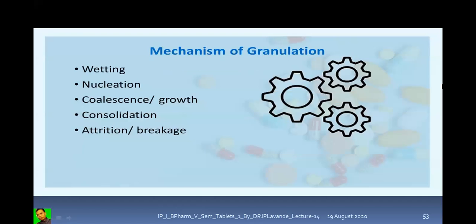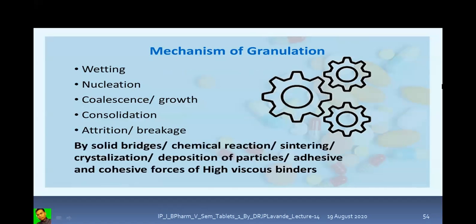Now, in order to produce the granules, they will involve different mechanisms. And what these mechanisms are? These mechanisms are wetting, nucleation, coalescence, growth, consolidation, attrition, breakage, right? So by solid bridges, by chemical reaction, by sintering, crystallization, deposition of the particle, and adhesive and cohesive forces of the high viscous binders. Wetting: because of the addition of the binding agent, they will get wetting property, as a result of which the fine particles will come together and form the granules.